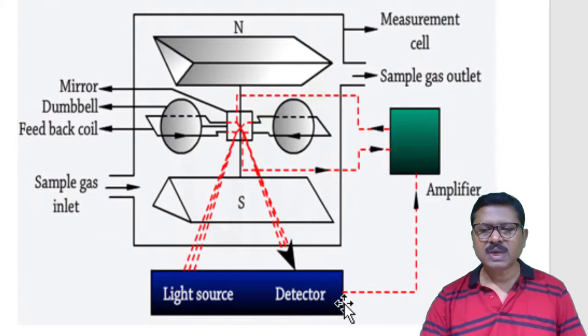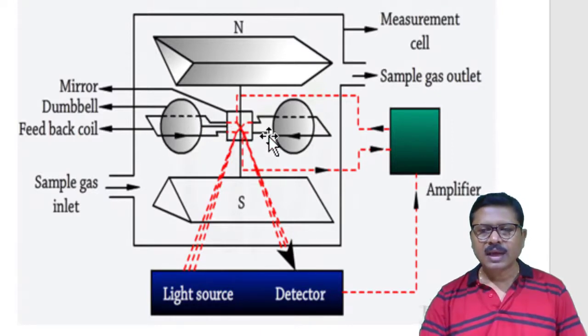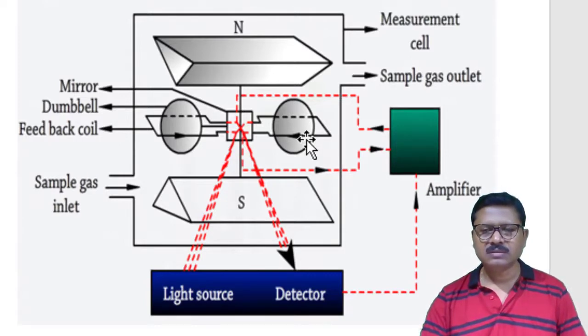Now, what is the next part? This output is the feedback path to this electronic system. According to this change of output, this electronic system will change the output current to the coil arrangement, and the magnitude of this current will be such that it will try to replace the dumbbell in the previous stable situation.